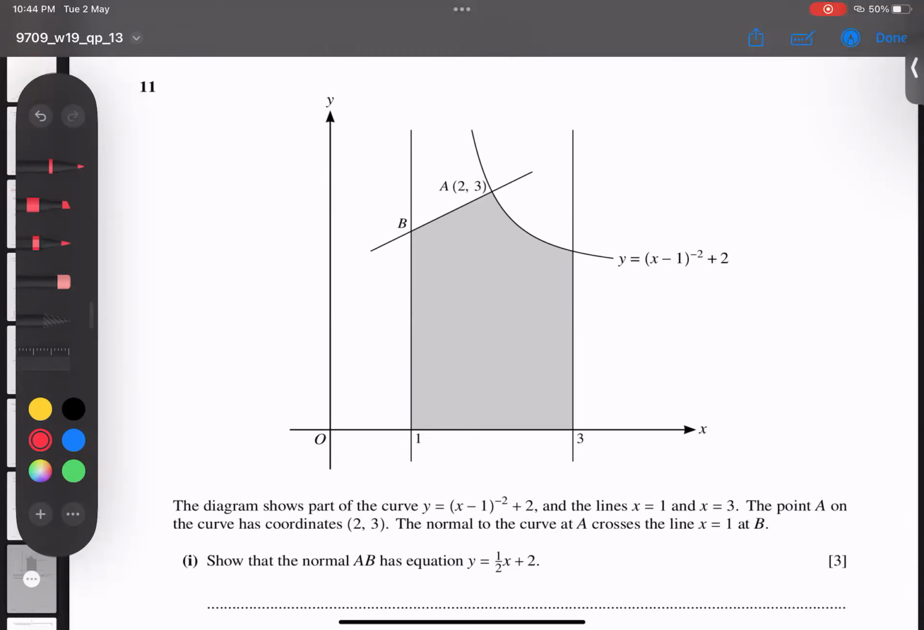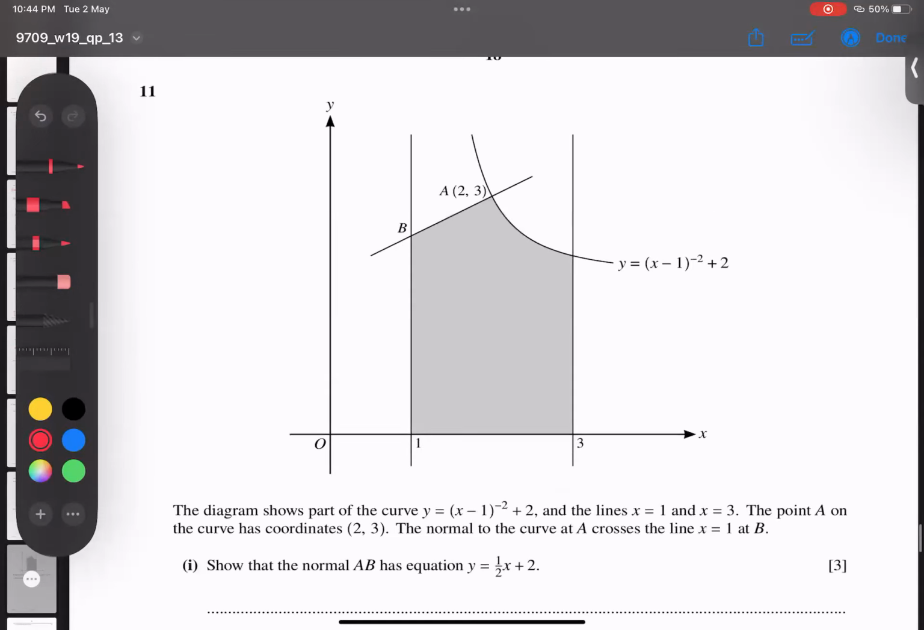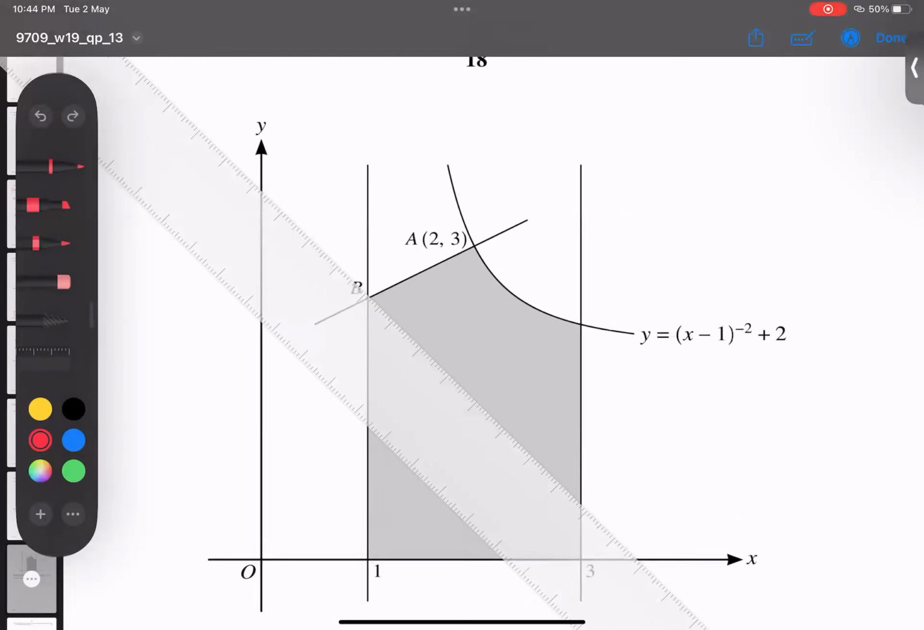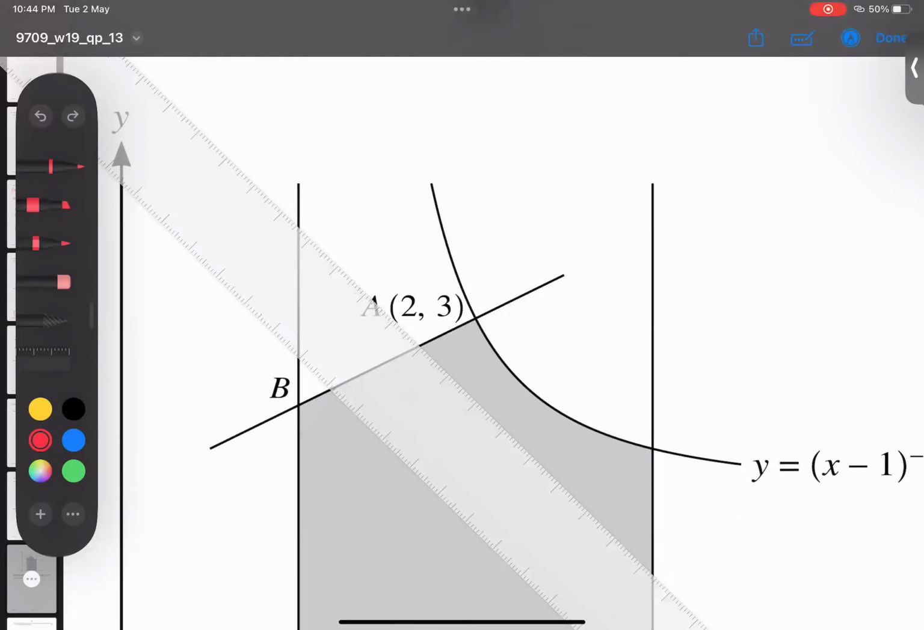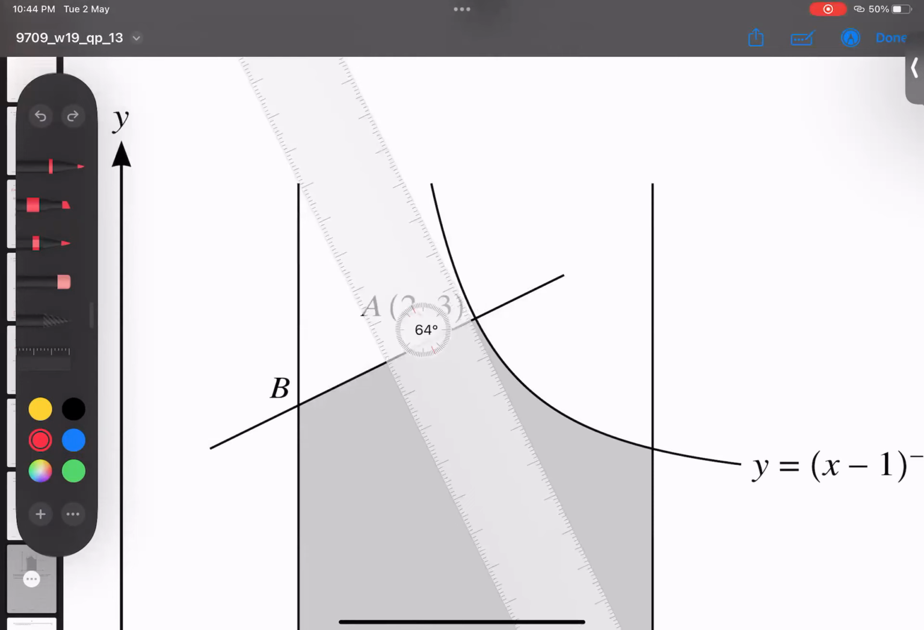When we talk about question number 11, students, first part: show that the normal AB has this equation. So what is AB? You can see this is a curve, students. And for your knowledge, I will show you the scale technique so you can understand. When I draw a line here, this is the tangent. I believe you got my point.